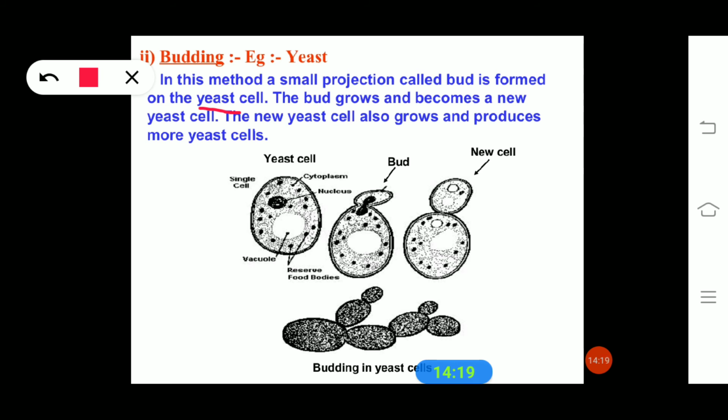So students, here the organism is unicellular. Unicellular means what? Uni means single. These yeasts are made up of a single cell. In this microorganism we can see only one cell, and all activities are done in that one cell. So the bud grows, gets detached from the parent, and forms a new plant. So this is one type of asexual reproduction.